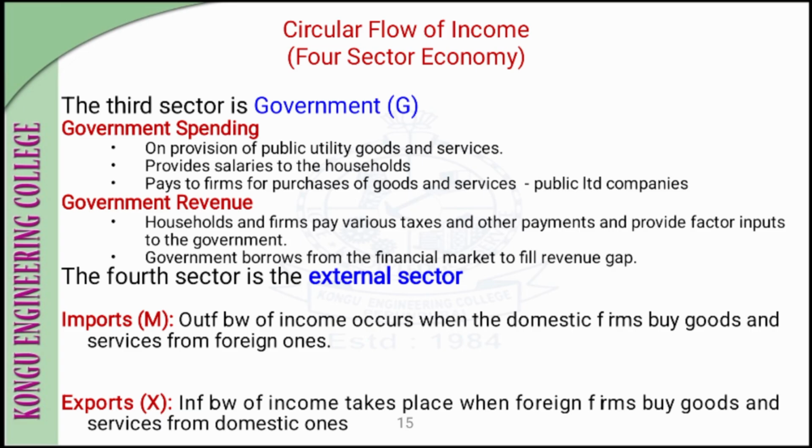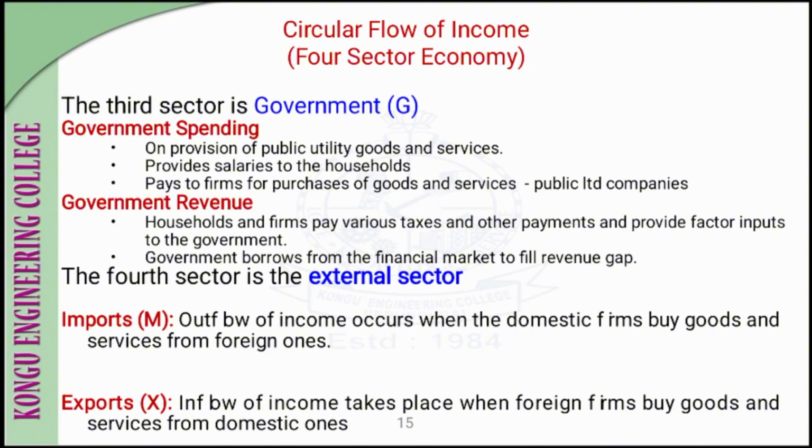So next, four sector economy. Here another two players play a major role. One is the government and the other is foreign investment, that is the external sector. First the government spending. The government wants to run, so it needs some money. Through taxes, the households and firms pay taxes to the government.